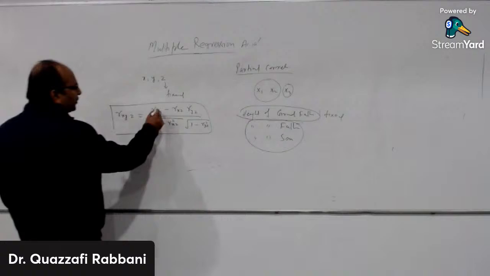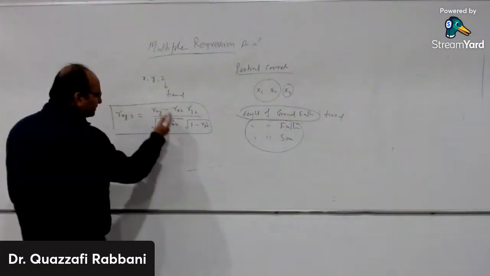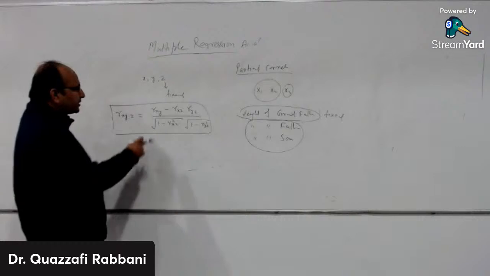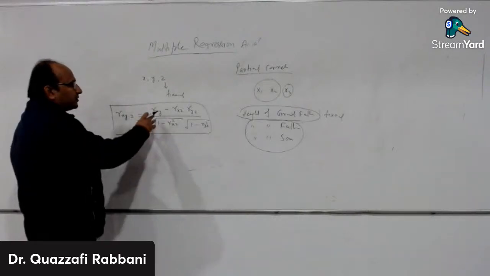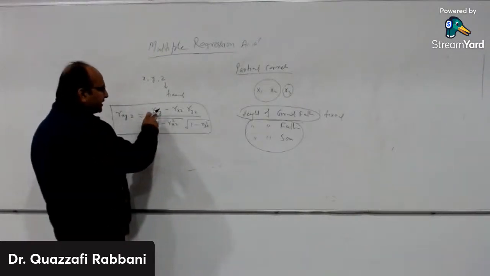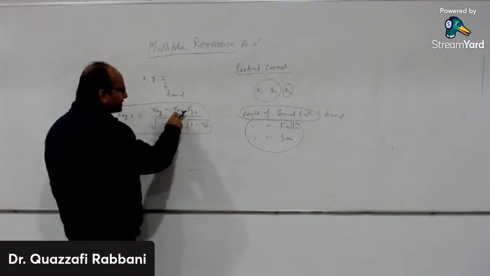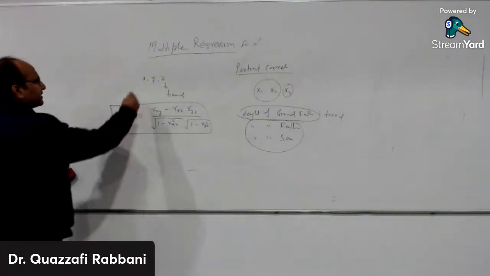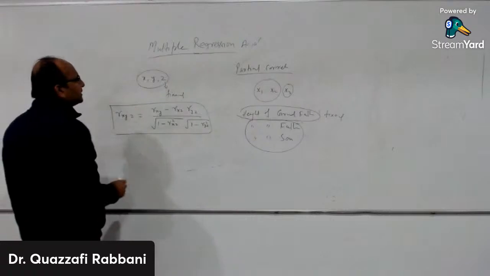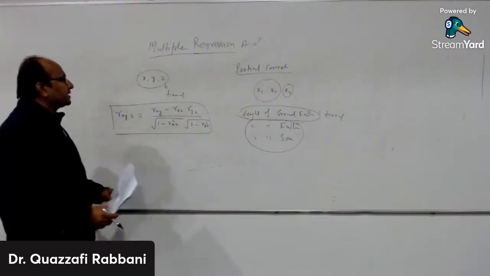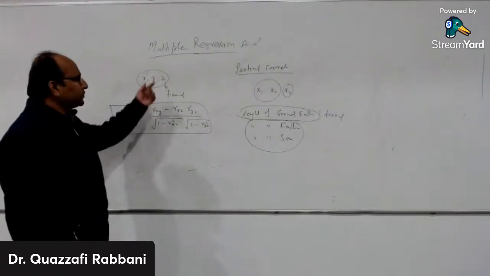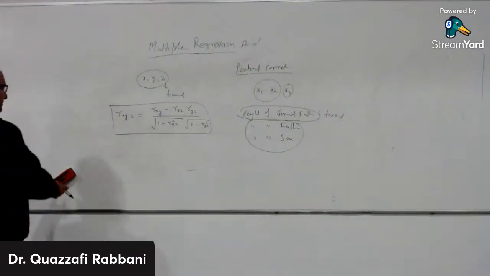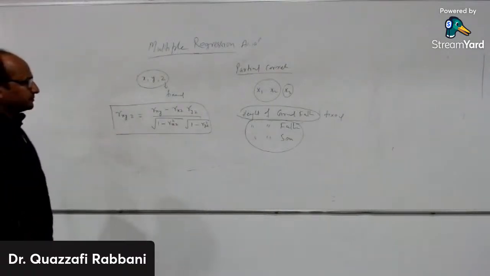And you know the correlation, we have already discussed in the last class how to find the correlation between two variables. So you have to find the correlation between x y, between x z, and between y z. If you are given three variables x y z, then you have to find the correlation between each pair. So this is the formula.